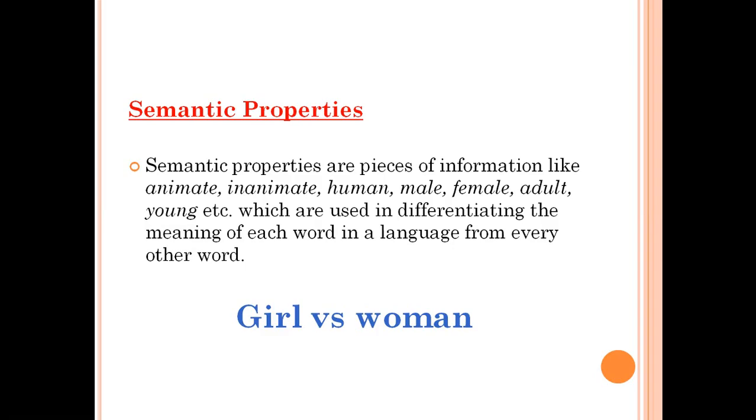Number one, girl. So this word indicates an entity which is animate. Animate. প্রাণীবাচক শব্দ, অর্থাৎ এই টেবিল চেয়ারের জন্য এই শব্দটা ব্যবহার করা হয় না। Animate or human. You will use this word to refer to a human being, girl. In the same way, woman, you will use this word to refer to a human being.